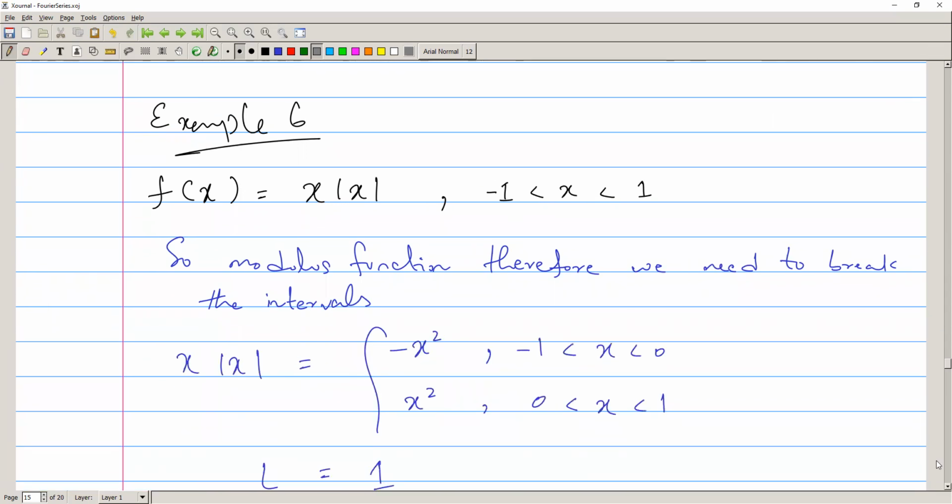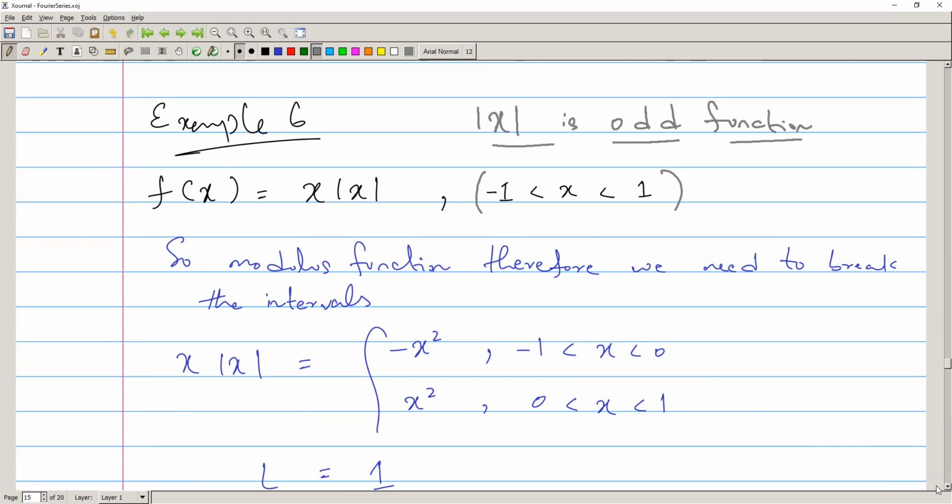Now, in example number 6, we have a modulus function. We know that for a modulus function, like mod of x, it is an odd function. So we will break this function and make it a piecewise function. And the interval is from -1 to 1.